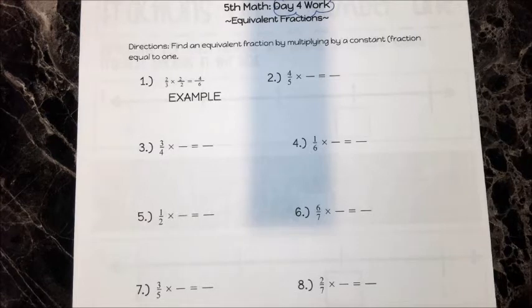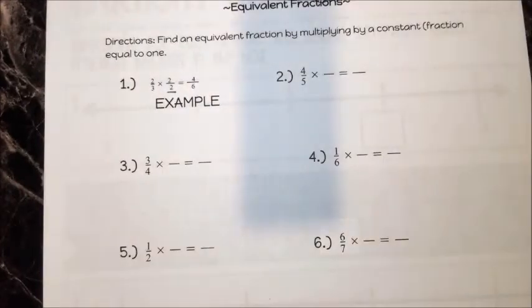Day 4 is actually pretty simple. This is just finding any equivalent fraction by multiplying by a constant. This is getting us in the habit of, to find an equivalent fraction, it has to be a constant. Constant meaning that this second number here has to equal 1. Okay, so it doesn't have to be a 1.